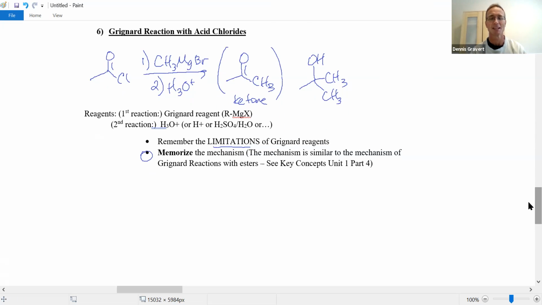All right, see the mechanism. We've seen it before. If you had an ester reacting, mechanism similar to the mechanism, there it is. The mechanism is extremely similar to the mechanism of Grignard reactions with esters. So go back to the video associated with Unit 1, Part 4 of our key concepts. Or keep rolling the video. Here's that mechanism. Okay, so we're going to bring in the Grignard.